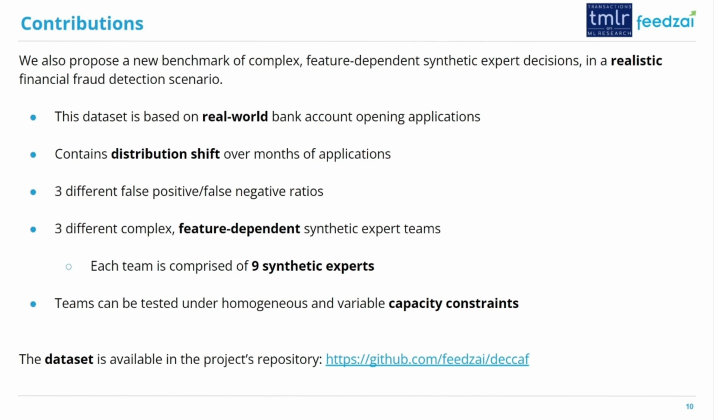We also test our system under 3 different ratios for false positive and false negative costs. Then, for each of these ratios, we create a different complex feature-dependent synthetic expert team, comprised of 9 synthetic experts. These teams are tested under 1 homogeneous and 4 variable capacity constraints. That is, assuming that each expert will be deferred the same number of instances and relaxing that restriction. The dataset we created for this benchmark is also available in the project's repository.